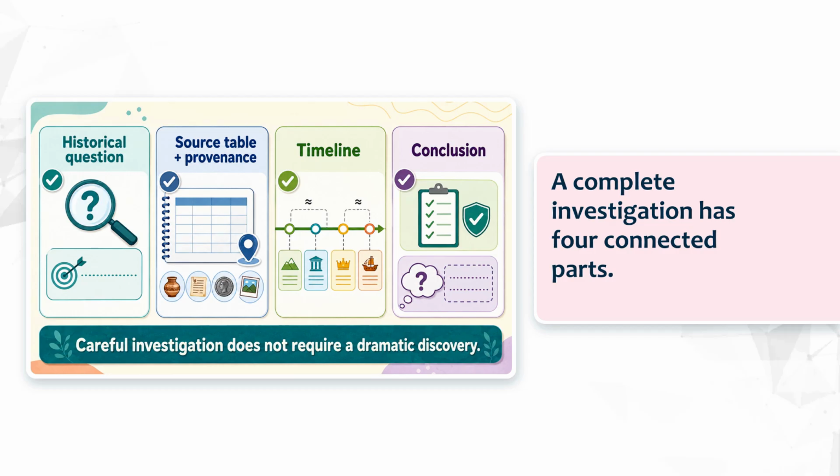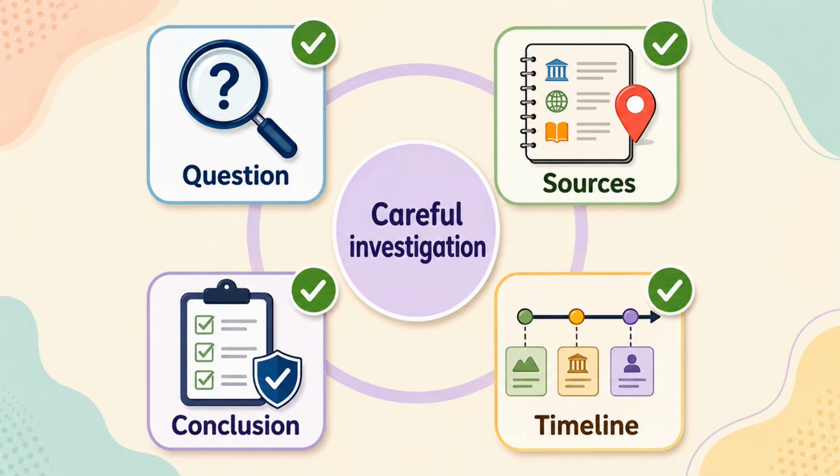A complete investigation has 4 connected parts. Focus, source recording, chronology, and conclusion should all support the same question. This checklist prevents common shortcuts. It stops a project from becoming too broad, keeps source origins and limits visible, prevents dates from being invented, and keeps conclusions from sounding more certain than the evidence. Most importantly, it reminds us that a project does not need a spectacular discovery to be worthwhile. Careful method, ordinary evidence, and honest limits can still produce a meaningful historical investigation.